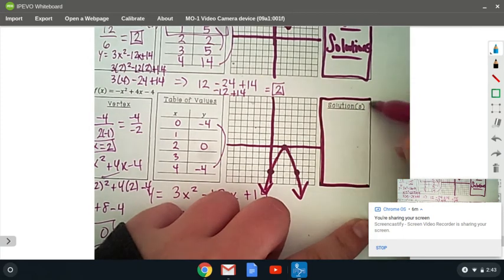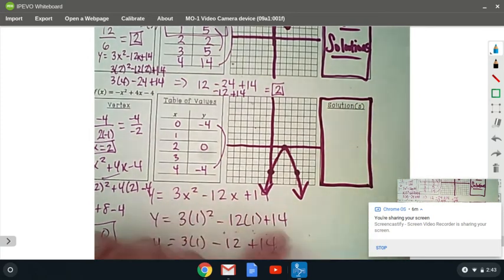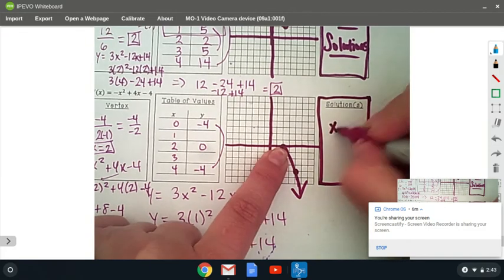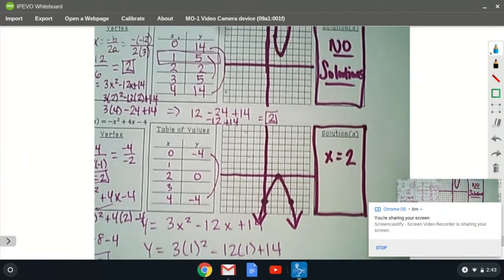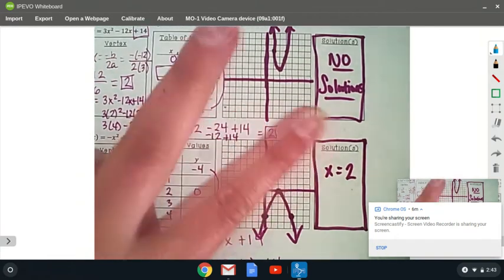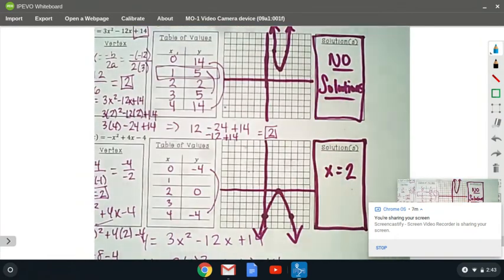So where does it cross the x-axis? This is your main answer. It only crosses it once at x equals 2. It never crosses it a second time. So remember that these can either cross once, twice, or no times for a quadratic.